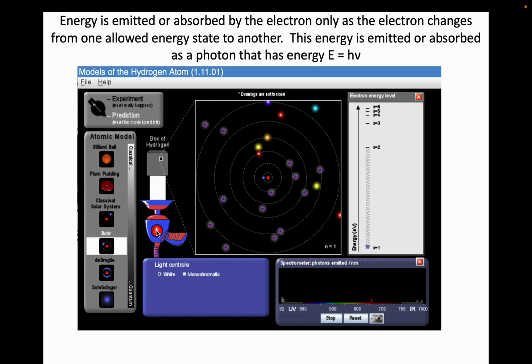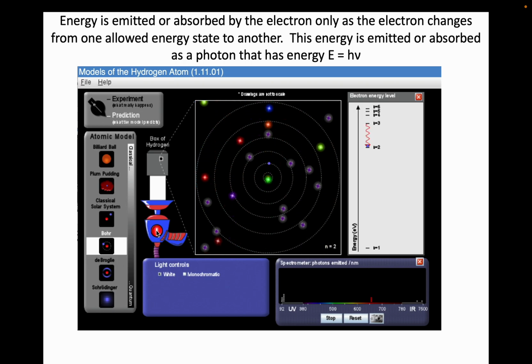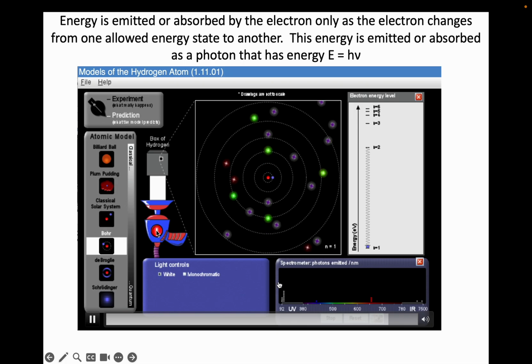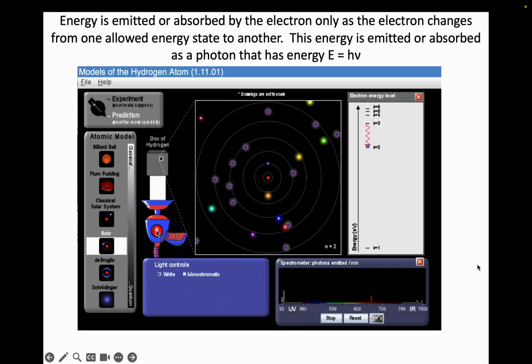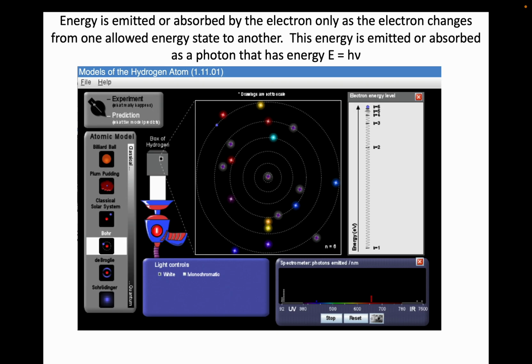When it's in a higher energy state, farther from the nucleus, it doesn't stay there. It finds its way down in energy, moving closer to the nucleus. Each time it moves from a higher to a lower energy state, a photon is emitted. And that's what's showing up with the spectrometer. There's a lot going on within that simulation. Play this part again if you want to revisit it.